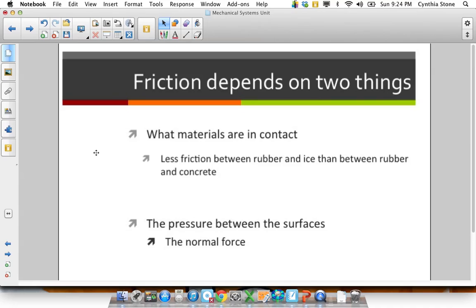No matter what kind of friction it is, it depends on two things. What the materials are that are in contact. The best example might be rubber and ice would have less friction than rubber and concrete, right? That's why you slide on ice, there's less friction. So that's the first thing. And then the second thing is the pressure between the surfaces, or the normal force. So how much pressure there is pushing between them, right? If two things are just lightly in contact, they'll slide easier than if they're really pressed together quite hard, right? And that would be a measure of normal force.